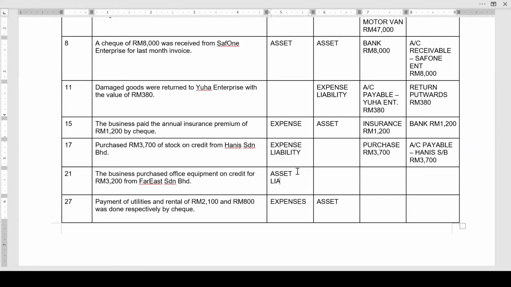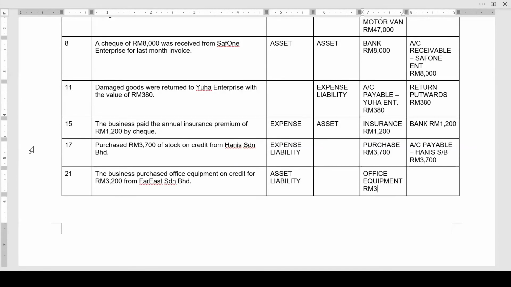Next. The business purchased office equipment on credit. This one is an increase in asset and an increase in liability. Increase in asset, we debit. Which asset account to be debited? Because this one is purchase of office equipment, we purchase the asset. We are not purchasing goods to be sold, but we purchase the asset, so we record that as an asset.